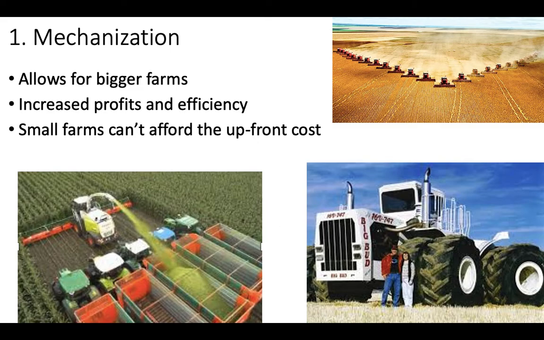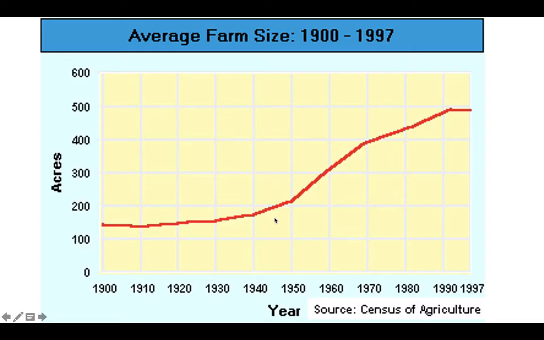Small farms can't afford the upfront cost for this expensive equipment, which is one prohibitive factor for mechanization, and it does mean that there's an increased reliance on fossil fuels for the farm industry. So those are two drawbacks. But what we do see is that because of mechanization in the 1950s and 60s, the average farm size increased dramatically, going from about 150 acres to close to 500 acres by the late 90s. So mechanization does allow for increased farm size.